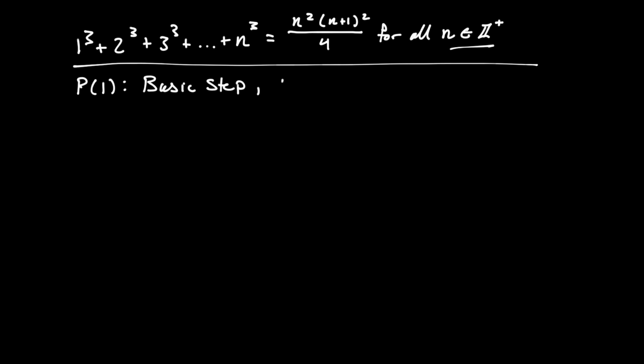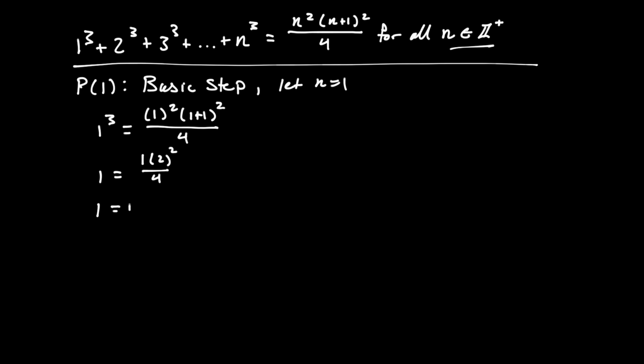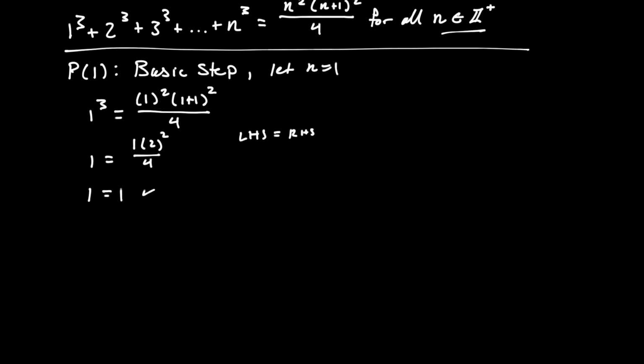And remember, we let n equal 1. So for our left-hand side, that's just 1 cubed. And for our right-hand side, we sub in 1 for all of the n's. So 1 cubed is just 1. Then we're left with 1 times 2 squared over 4, which is just 4 over 4, which means 1 is equal to 1. And our left-hand side is equal to our right-hand side. So we now have a base case that shows that this is true for at least one value that's a positive integer.